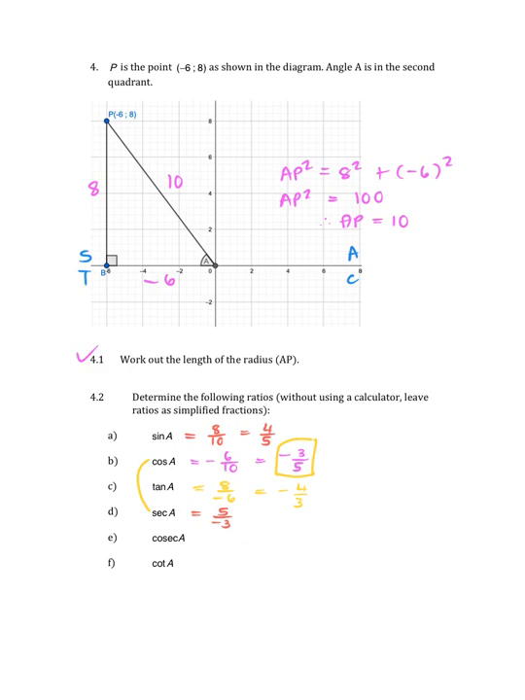Cosec is the reciprocal for sine. So if the simplified ratio for sine was 4/5, for cosec, flip it over: 5 over 4. Amazing. And then the last one, cot. So cot is the reciprocal for tan. So if the simplified ratio for tan was negative 4 over 3, for cot it will be negative 3 over 4. Oh my word, this is so basic. Let's see what the next question has in store for us.